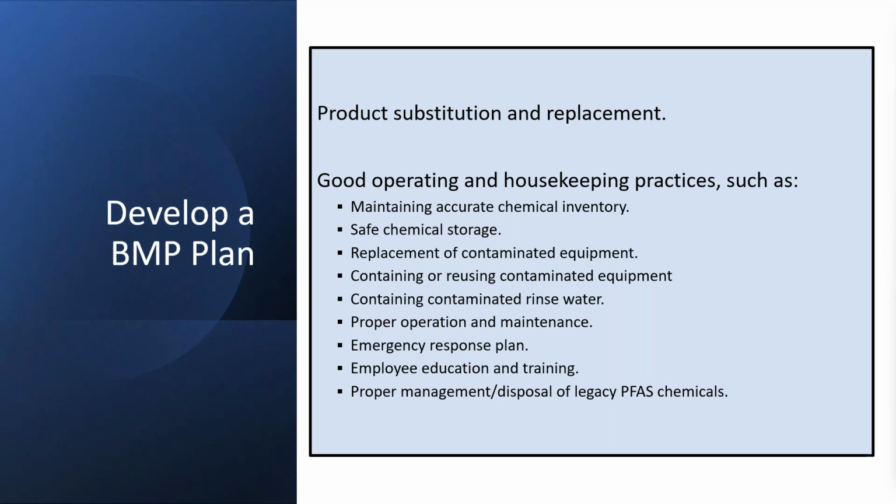You're also going to want good operating and housekeeping practices: maintaining an accurate chemical inventory, keeping safe chemical storage, making sure that they're following compliance requirements such as secondary containment, or placement away from floor drains that lead to wastewater treatment plant discharge or storm drains. Replacing contaminated equipment if necessary, containing or reusing contaminated equipment in between uses rather than rinse and disposal, containing contaminated rinse water of equipment, employee hand washing or protective gear. Having an emergency response plan and educating your employees. These are all things that are going to be part of a comprehensive best management plan.